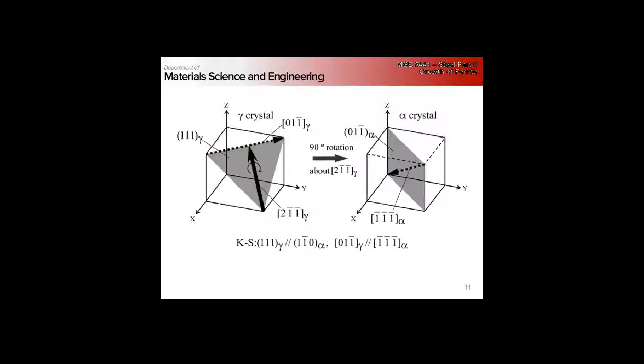Right? The 1-1-1 planes in the close packed directions, which is 0-1-1, right? So Kurdjumov-Sachs is aligning the most close packed directions in our crystals up together, right? That's the basic physics behind the Kurdjumov-Sachs, right?